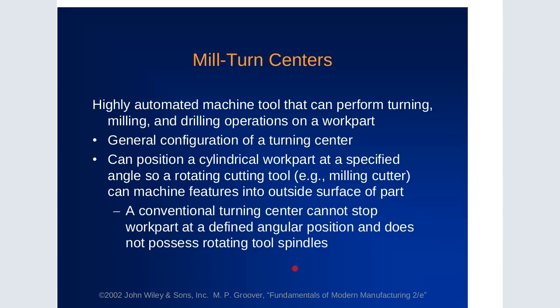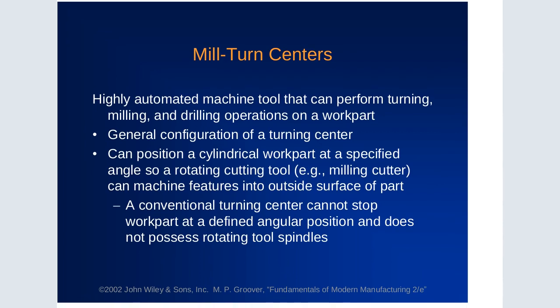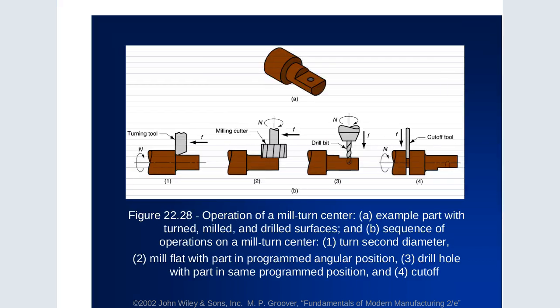Now, mill-turn centers are highly automated machine tools that can perform turning, milling, and drilling operations on the work part. They can position a cylindrical part at a specified angle, and a rotating cutting tool, e.g. the milling cutter, can machine features into the outside surface of the part. The conventional turning center cannot stop the work part at a defined angular position and does not possess rotating tool spindles. So you can see we have different ways the machining can work.